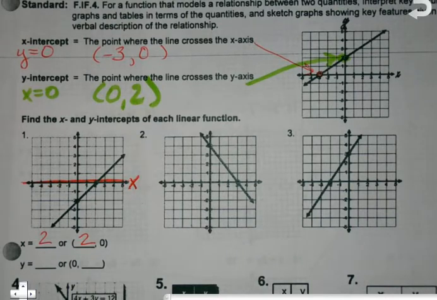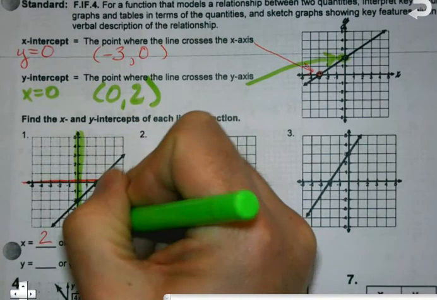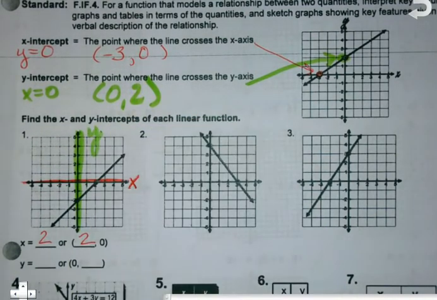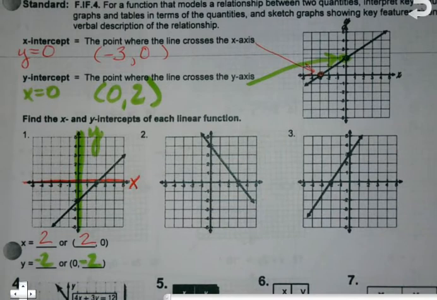However, my y-axis goes up and down. Where does my line cross? Negative 2. So 0, negative 2 would be my intercept.